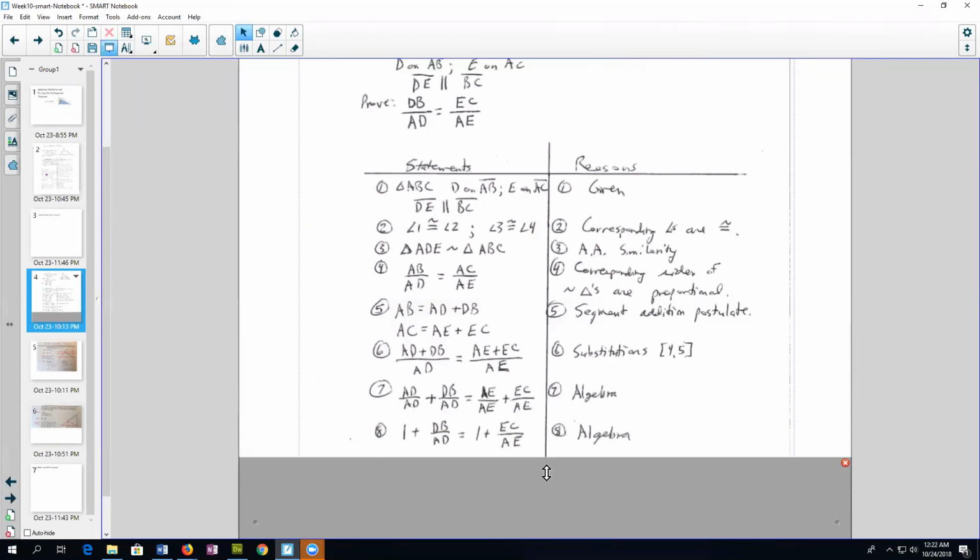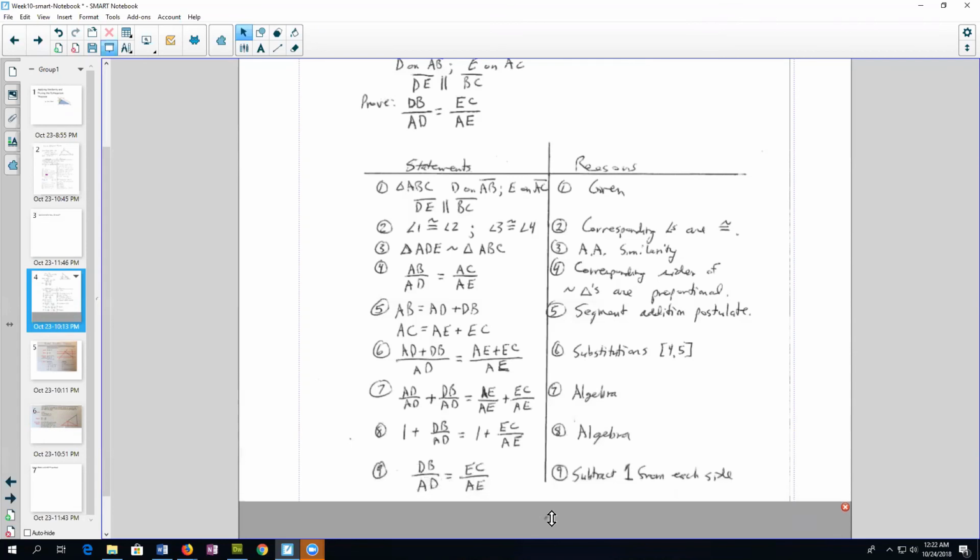That's algebra. And then I'm going to just simply subtract 1 from both sides of the equation, and I'm left with what I was trying to prove. Part DB over part AD is equal to part EC over part AE. And the reason is that I subtracted 1 from both sides.